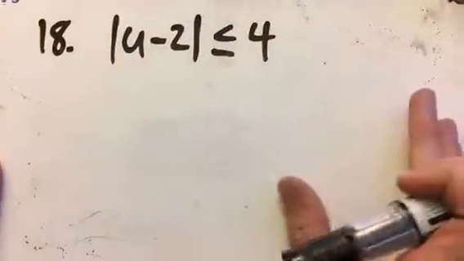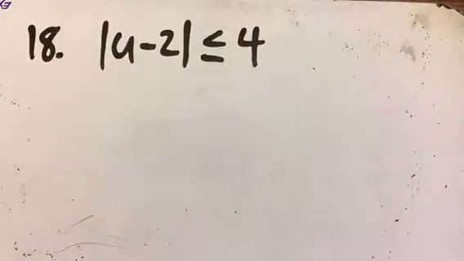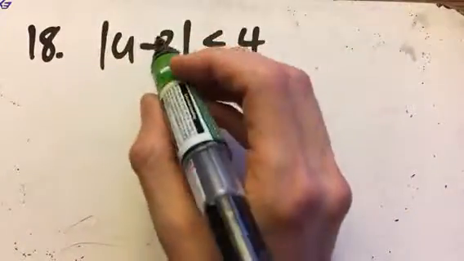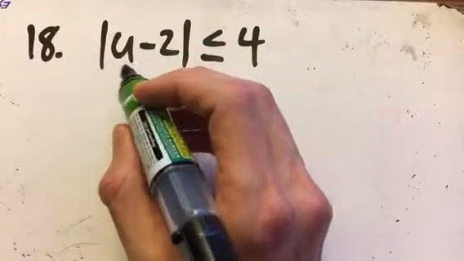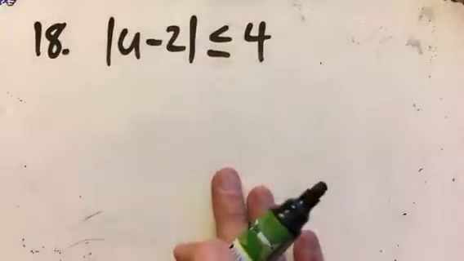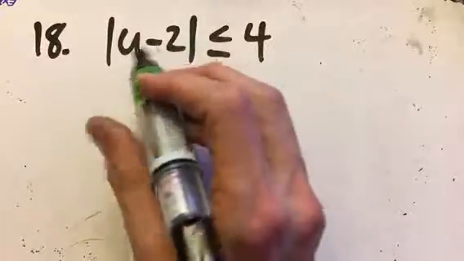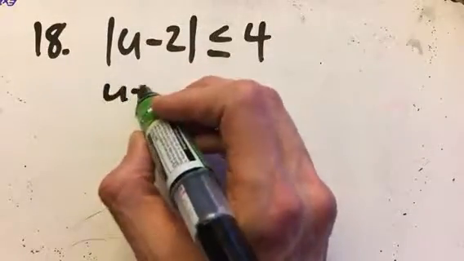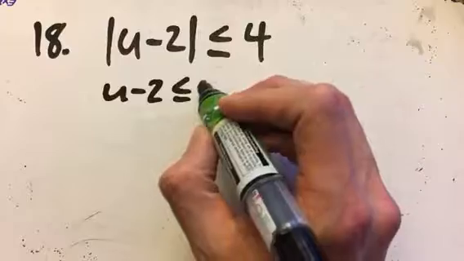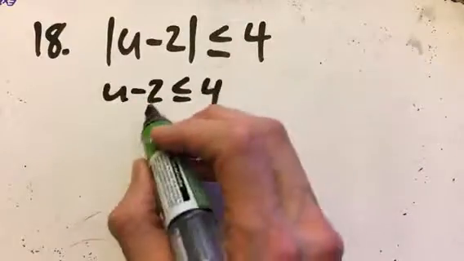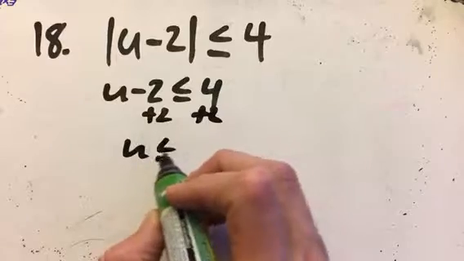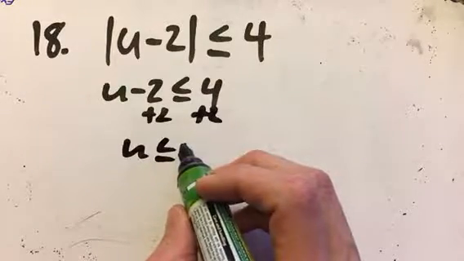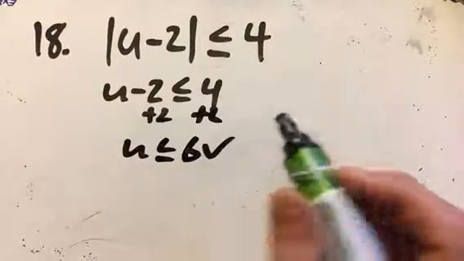But if you're like, I don't know how to do that, then we'll just try to get the variable by itself. So again, if you have the absolute value, that really means it's like plus or minus. So we have to think of two situations. If this whole thing was positive, then we can just pretend the absolute value isn't there, and you can just solve it as here. Add 2 to both sides, and you get u is less than 6. Yep, that's what I wanted.